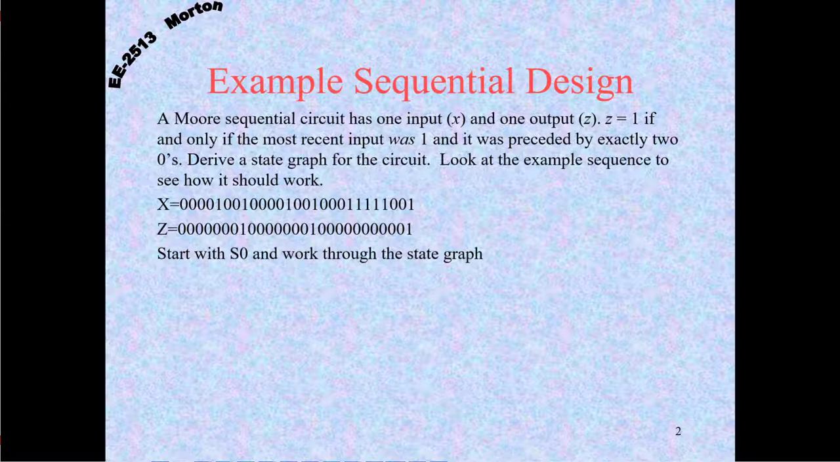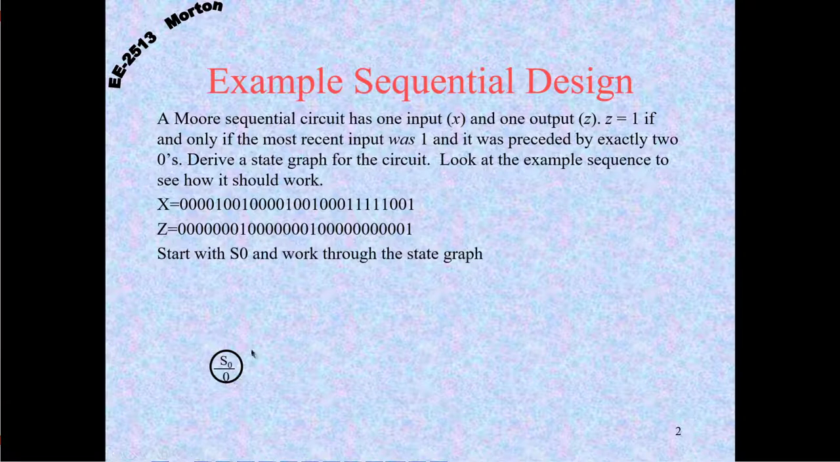Okay, perfect. All right, so we're going to start with graph S0, and then we're going to work through. So first we get S0, and we know that in S0, we assume nothing. So we assume our previous input, for the sake of the beginning of the problem, we'll assume the previous input was a 1. But since we didn't get 0, 0, 1, we don't really have to worry about it.